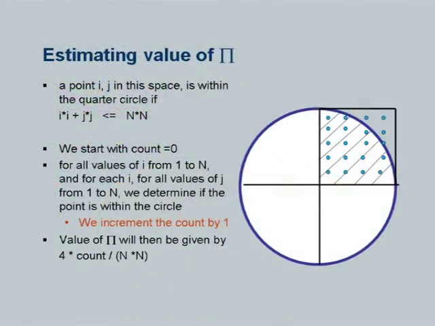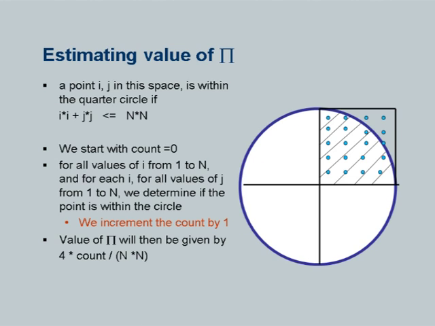Consequently, I square plus j square will be equal to the square of the length of this line. This line may stop at the circle or it may extend, depending upon which point I am considering. Now obviously, if this length square is less than n square, which is actually this point, then the point is inside the circle, otherwise it is outside the circle.